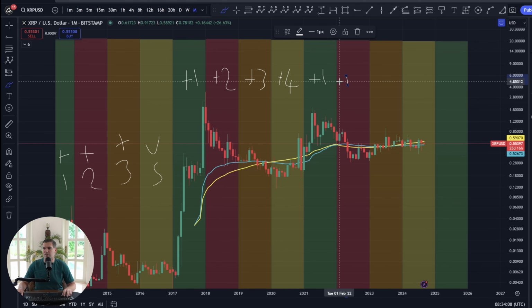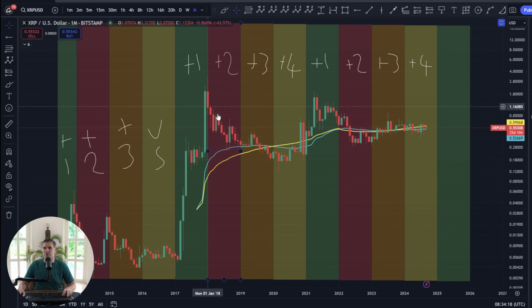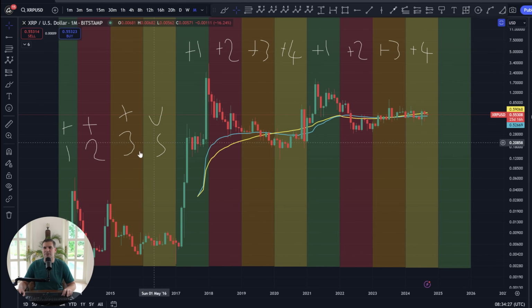And then you have +1, +2, +3, and we're currently in +4, or the US election year. Okay, so what's going on here? Well, we can see that although the 2017 bull market and the bear market that followed was irregular, it didn't follow what happened before. The 2021 pattern followed exactly what happened back here in 2013, 14, 15, and 16.